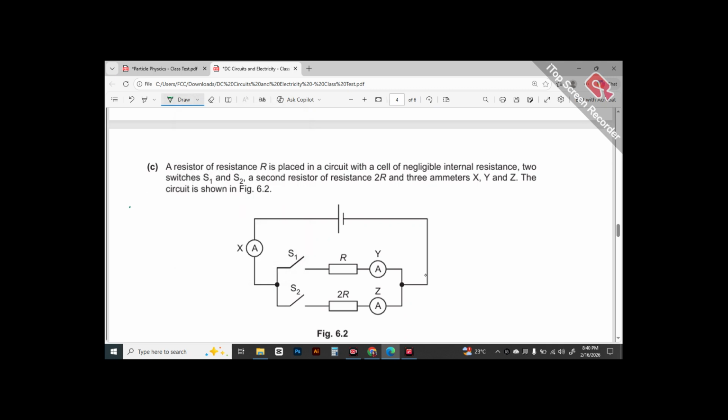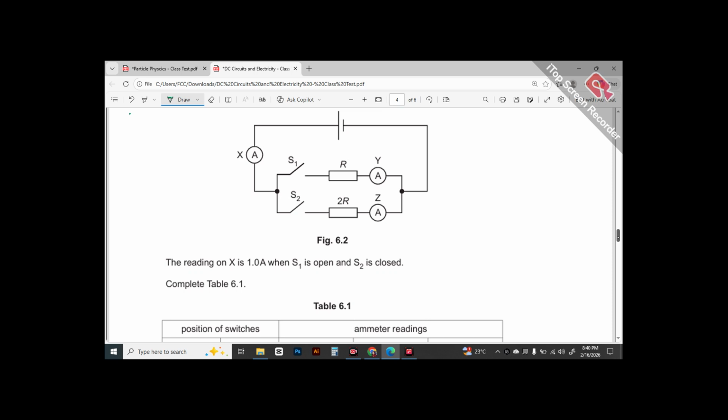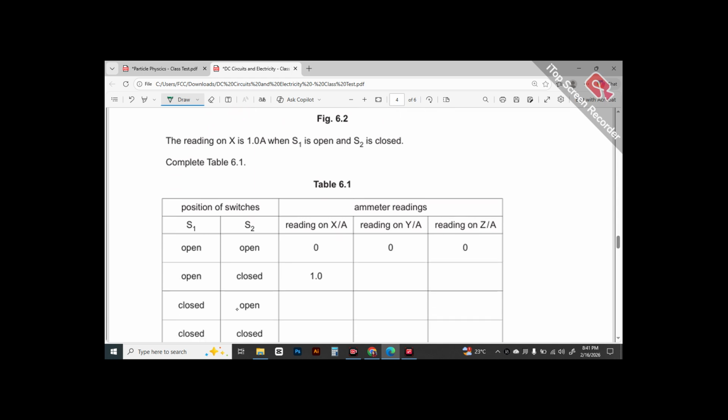In the very next part, it says the resistor of resistance R is placed in a circuit with a cell of negligible internal resistance, two switches S1 and S2, a second resistor of resistance 2R, and three ammeters X, Y, and Z. They are connected in this circuit as shown. And now they are saying that when you keep S1 open and you close S2, then the ammeter X gives you the value of 1.0 ampere.